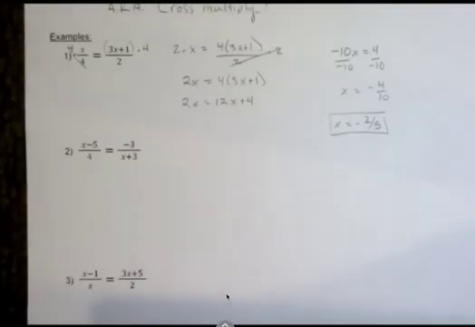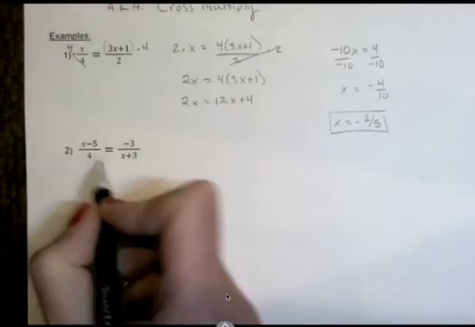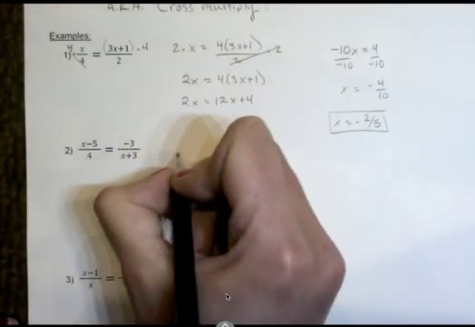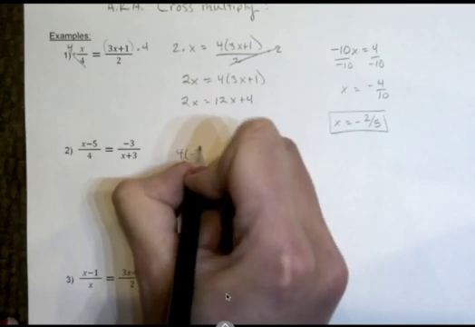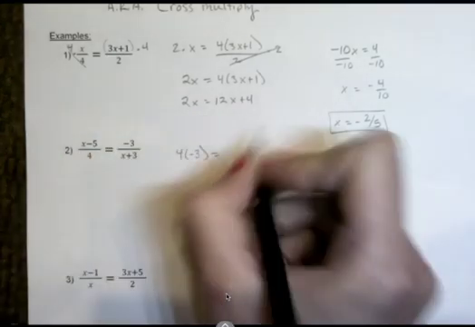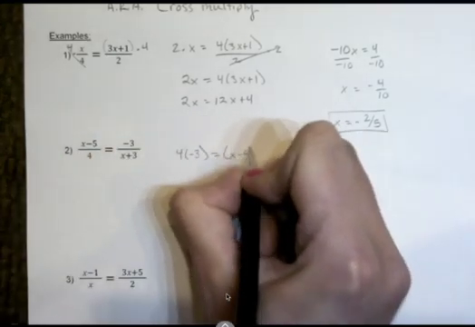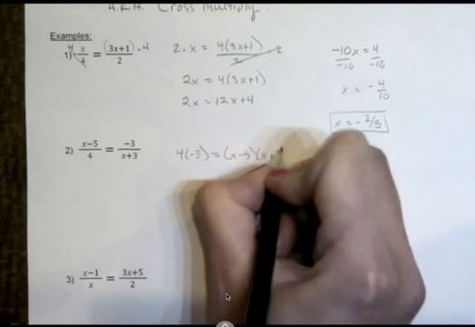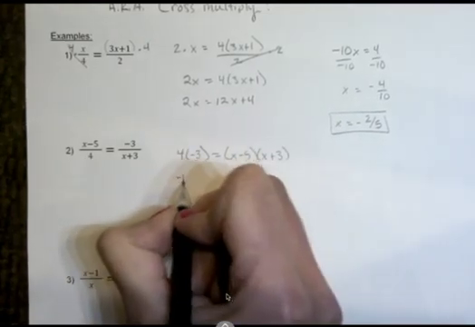All right, let's try number 2. I'm going to jump right to the cross multiply. So I've got 4 times negative 3 equals, and then the other cross, we've got (x minus 5) times (x plus 3). Here I get negative 12.